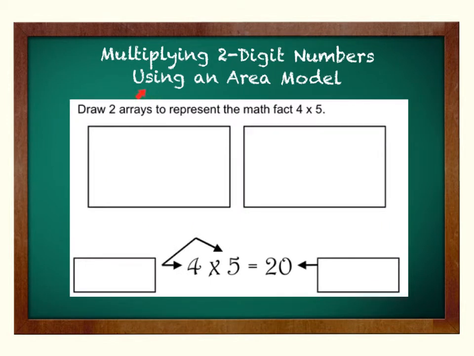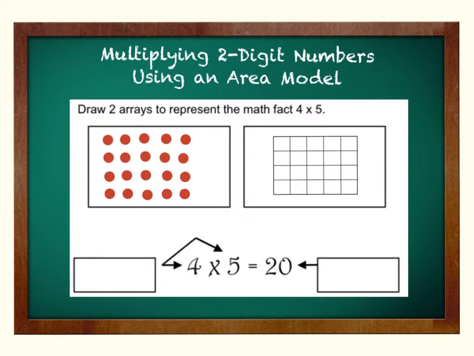Like we said, an array is a pictorial representation of a multiplication fact. So if we were looking at the math fact 4 times 5, we would need to draw a picture to represent that. In the boxes below, I've drawn 2 arrays to represent the math fact 4 times 5. And you notice in this one, we have 5 columns of 4 each. And in this grid, we also have 5 columns of 4 each. These are just 2 different ways that we could represent that math fact by creating an array.